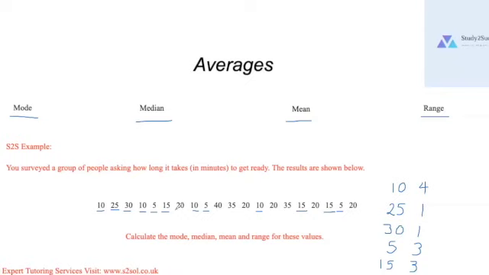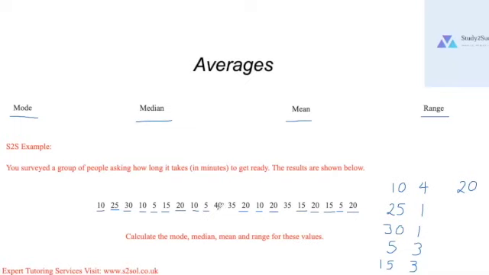Moving on, we now have 20. So we're going to do the same process like we've been doing before. So 20, if we count, has 1, 2, 3, 4, 5. So that means that 20 has a frequency of 5. 5 people say it takes them 20 minutes to get ready.